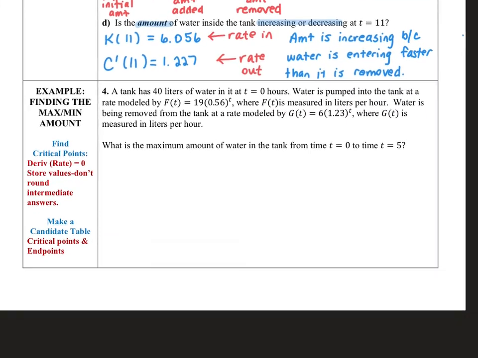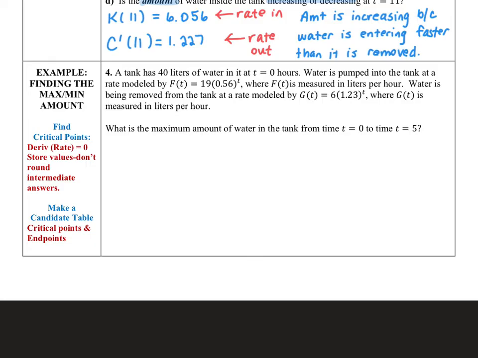On our last question here, we're asked about a maximum amount of water. So I have a tank that has 40 liters at t equals 0. Again, I've got water coming in at a rate that's modeled by f, liters per hour. I've got water being removed at a rate, so both of these are rates in liters per hour. But this time I want to know what is the maximum amount of water in the tank along this time interval from 0 to 5.